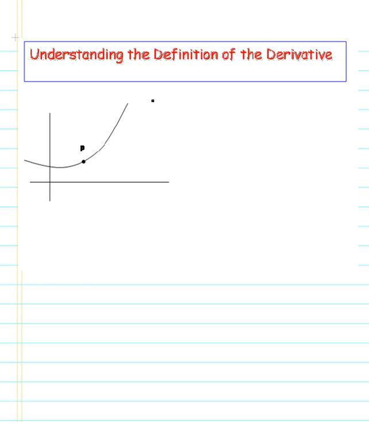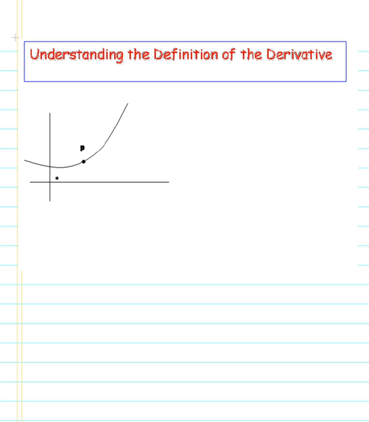In today's lesson, we'll be learning about the definition of the derivative and how it's related to the slope of a curve at a given point. The slope of a curve can be represented with a tangent line. A tangent line is a line that crosses a curve at exactly one point. So I'm going to go ahead and draw for this example a tangent line at point P.